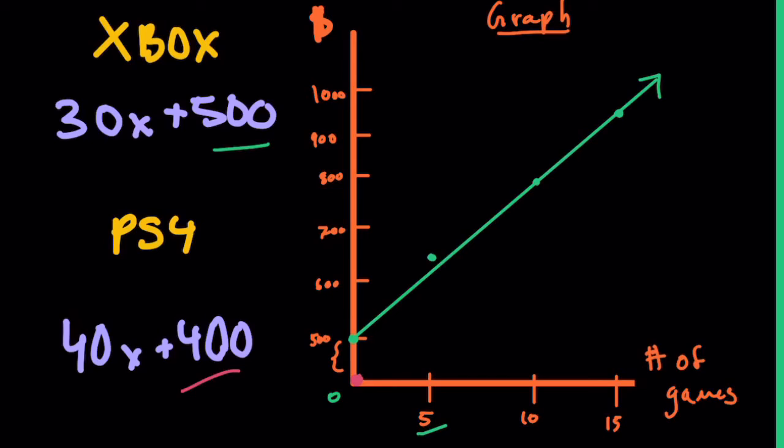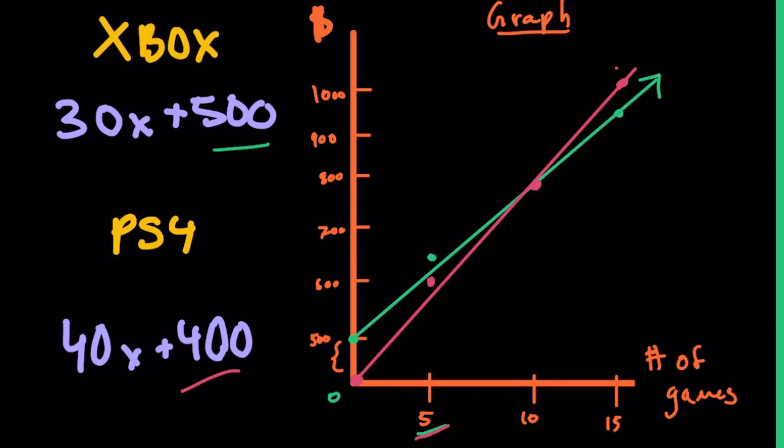So we're just going to go ahead, same thing as last time, we're going to take that 5, plug it in, 200 plus 400 is 600, so that's right here, then 10, 400 plus 400 is 800, so right there, and then that's $1,000 right there when you plug in 15. So you're going to go up there to 1,000, and then go ahead and graph this.